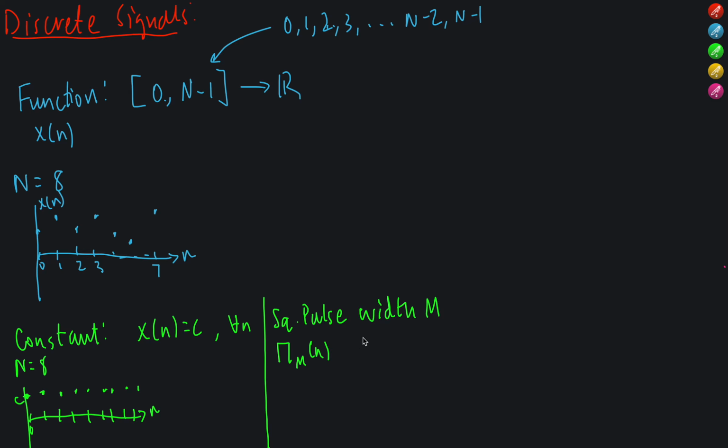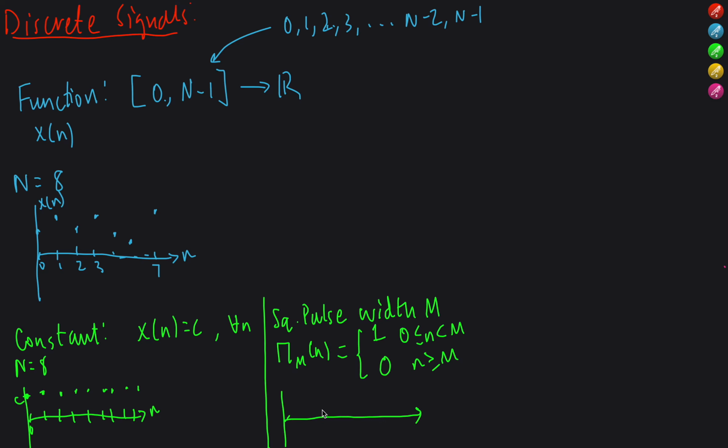So how is this defined? The square pulse of width m is defined as 1 if your n is between 0 and m, and then 0 if your n is bigger or equal to m. Okay, so what does it look like? Well, we can obviously think about the graph.